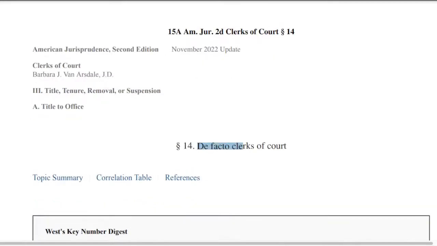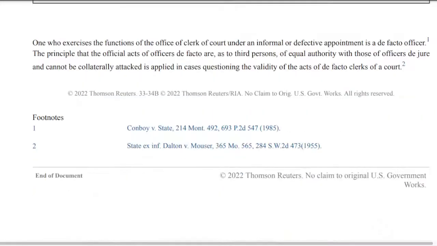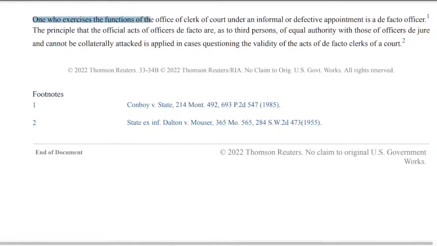We're on to de facto clerks of court. One who exercises the functions of the office of clerk of court under an informal or defective appointment is a de facto officer. The principle that the official acts of officers de facto are, as to third persons, of equal authority with those of officers de jure and cannot be collaterally attacked is applied in cases questioning the validity of the acts of de facto clerks of court.